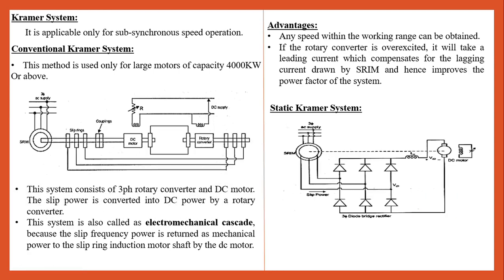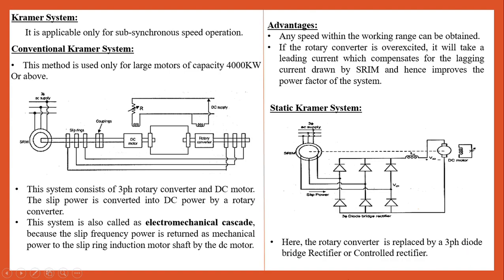Then the static Kramer. Static means we are introducing power electronic switches, power semiconductor switches, in the conventional scheme. So it is called a static Kramer system. Instead of using a rotary converter, we are using a three-phase diode bridge rectifier. Here the rotary converter is replaced by a three-phase diode bridge rectifier or controlled rectifier.